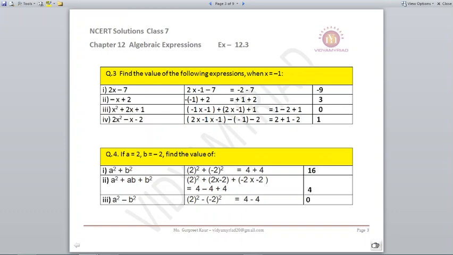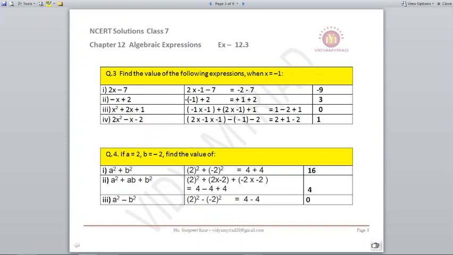Next part. 2x square minus x minus 2. So, 2 into minus 1 into minus 1. How many minus signs? 2 minus signs. 2 minus signs means they are even numbers. So, even means plus will come. So, 2 into 1 is 2 we know. So, sign will be plus.